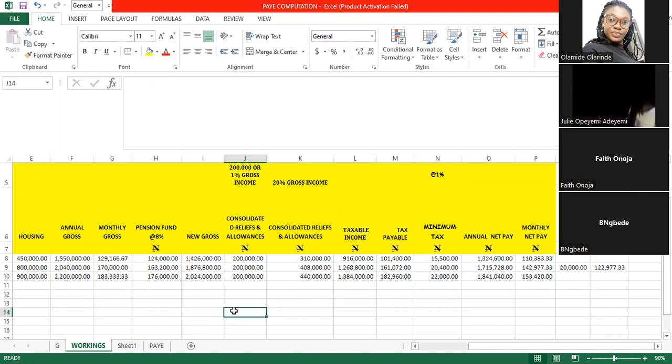Okay, so I just want to chip in something here on the National Housing Fund. According to the Finance Act, it is now 2.5%. Yes, it's 2.5% now. But the trust fund is still 1%, right? Yes, the trust fund is still 1%.